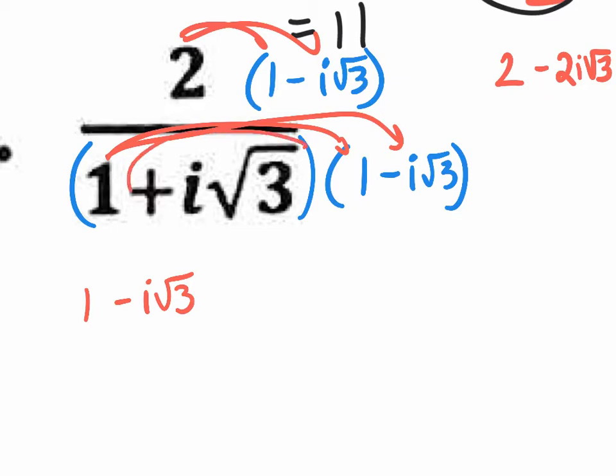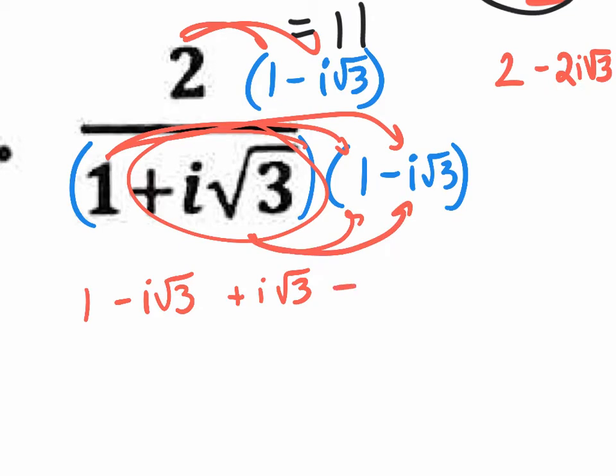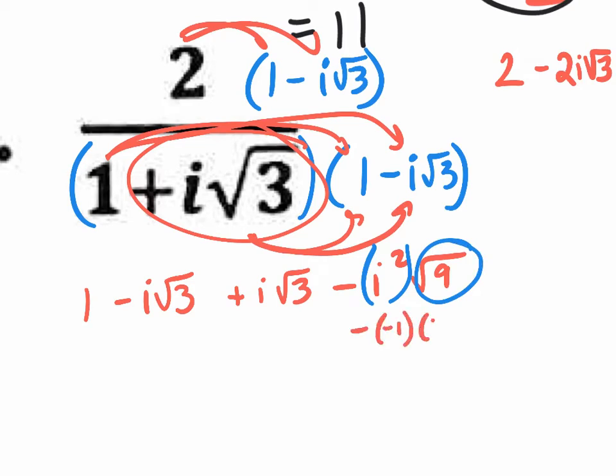Then distribute the positive i square root of 3 times 1 is a positive i square root of 3. Then positive i square root of 3 times negative i square root of 3, that'll be a negative i squared times square root of, what's square root of 3 times square root of 3? Square root of 9, which takes you back to 3 at the end of it all, right? So we know that i squared is negative 1, and we also know that the square root of 9 is 3. So what we really have here is minus negative 1 times 3. So that's really a positive 1 times 3, which is really a plus 3.